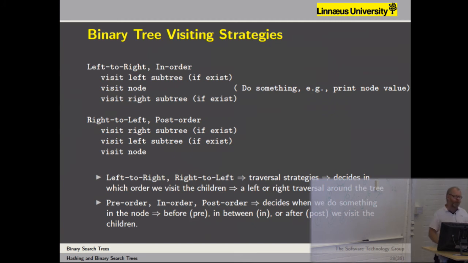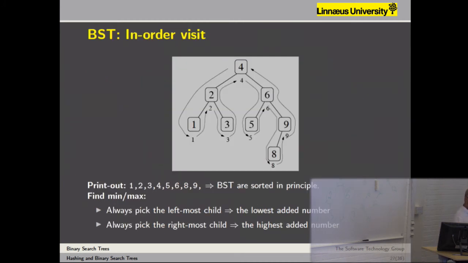A pre-order left to right. What would it look like in this case? Please give it a try now. We do a left to right traversal. That means we are traversing it the way that I'm pointing out here. And the first thing we do when we enter a node is to print its value.